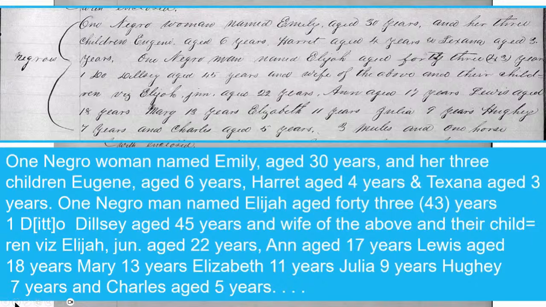One Negro man named Elijah, aged 43 years, one Ditto or Negro, Dilsey, aged 45 years, and the wife of the above, and their children, viz. Elijah Jr., aged 22 years, Anne, aged 17 years, Lewis, aged 18 years, Mary, 13 years, Elizabeth, 11 years, Julia, 9 years, Huey, 7 years, and Charles, aged 5 years.